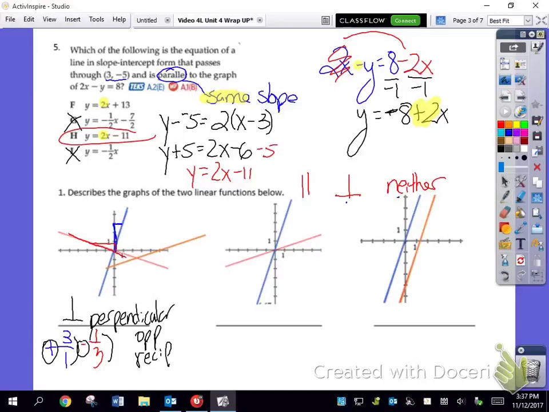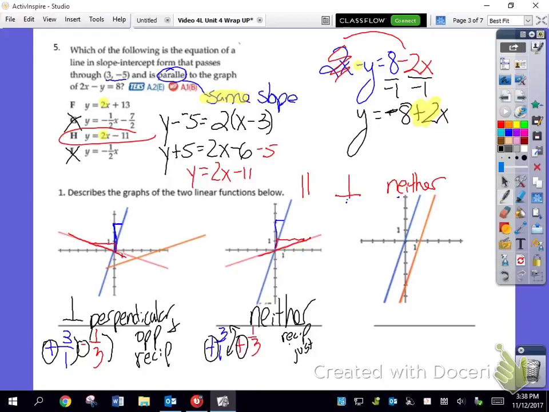On the second one, they also cross, so it's either perpendicular or neither. This one is up 3 over 1, which is positive because it's increasing. And the red one is up 1 over 3, but it's increasing, so it's also positive. Well, they're reciprocals, but they're the same sign, so that would be neither. The reason that they're neither is because they are just reciprocals. To be perpendicular, they have to be opposite and reciprocal. They have to be both of those things.